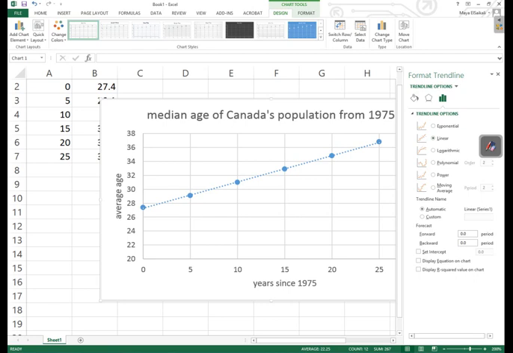It's a perfect fit. Along with the linear regression, you're going to have to press display equation on chart, and you're also going to have to say display R squared value on chart. So the two things that you see here on the bottom, you're going to have to display on the chart. By pressing these two, they're going to show you the equation of the line and the R squared.